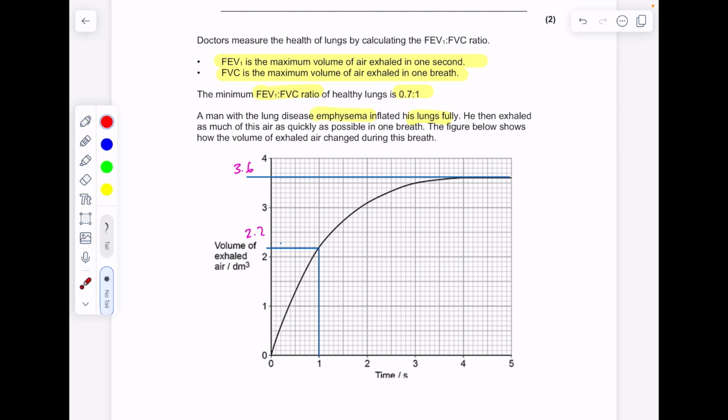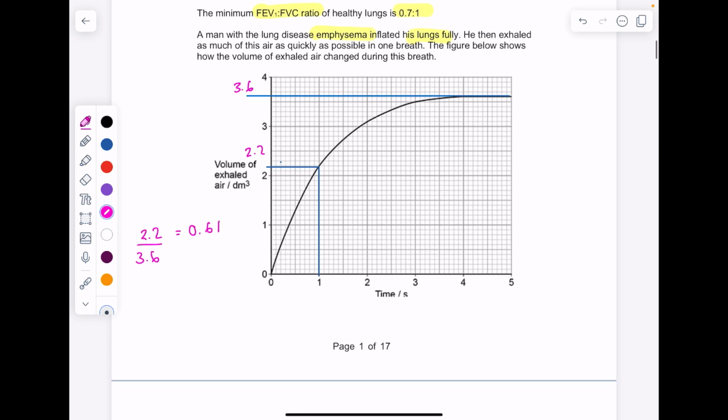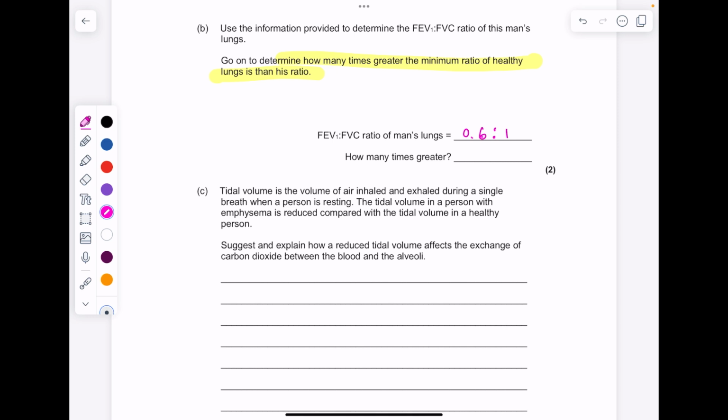Then we need to work out the ratio, which is worked out by doing FEV1 divided by FVC. So that's 2.2 divided by 3.6. We need it to be a ratio, so that needs to be 0.6 to 1.